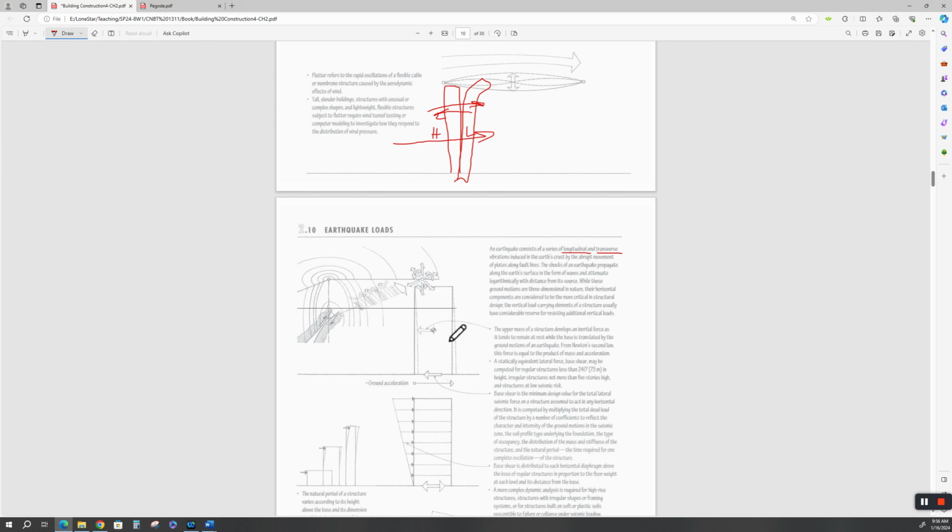California surely does, and it depends on where you are. Your mileage is going to vary depending on where you're designing, and it will be in your local ordinances and codes. All right, and basically an earthquake generates vibrations.